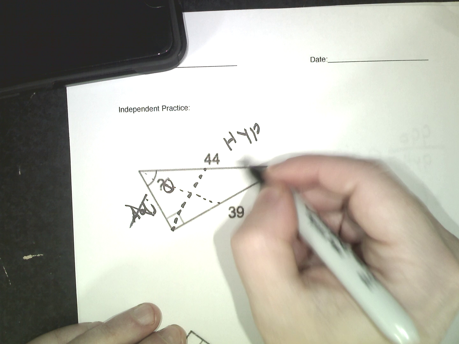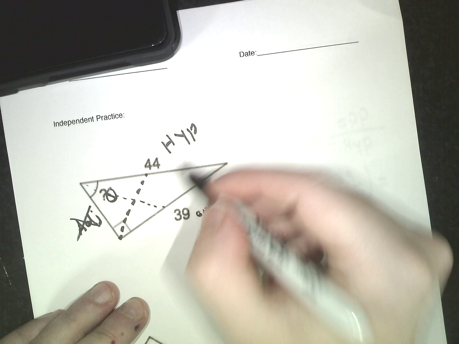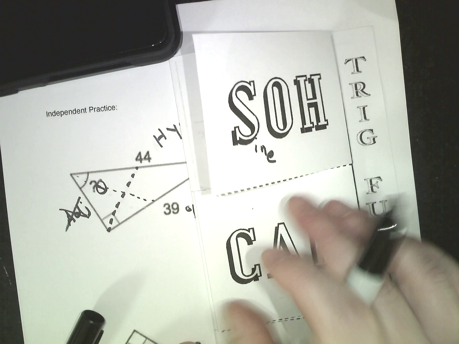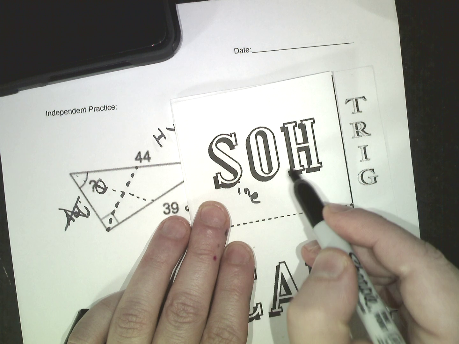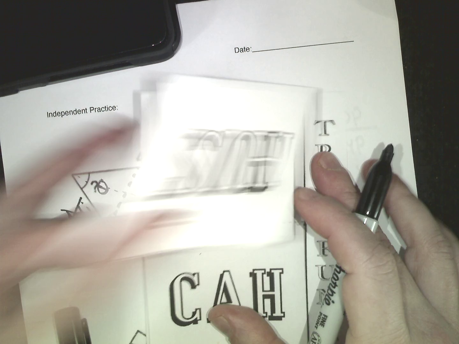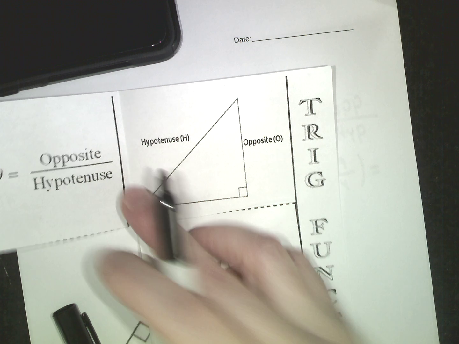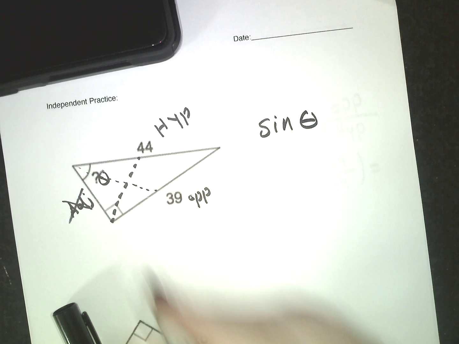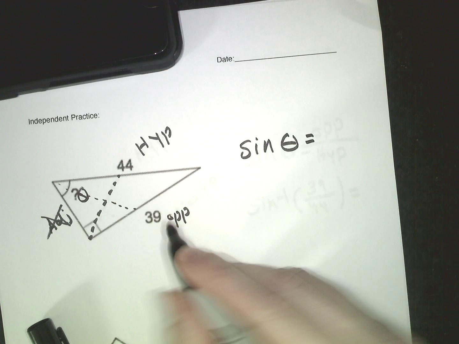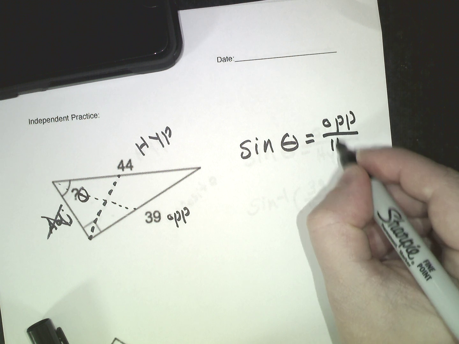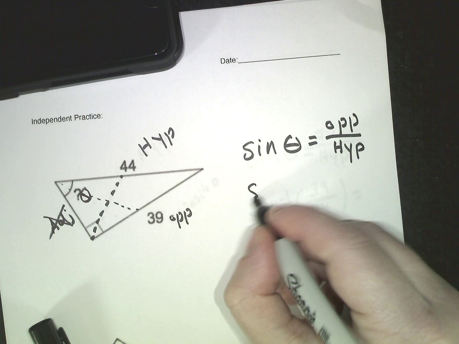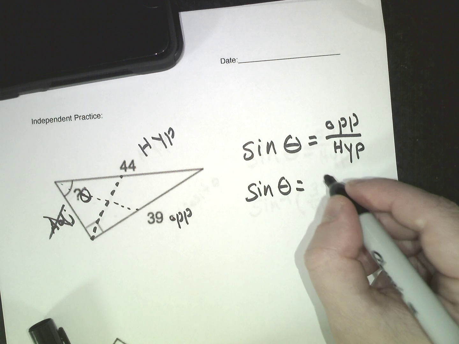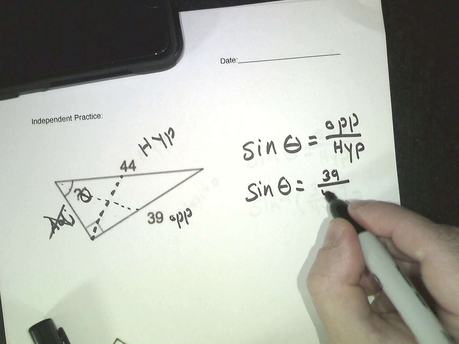All that matters to me is hypotenuse and opposite. So can I find this angle with opposite and hypotenuse? Well, do I have an option? I do. Sine is opposite over hypotenuse. So that means you get this: sine of theta is opposite over hypotenuse. Now we don't know theta. In this case, it's a question mark. So sine of theta equals opposite, which is 39, over hypotenuse, which is 44.